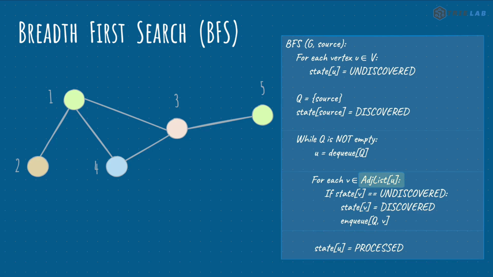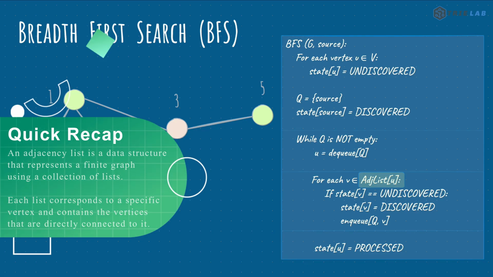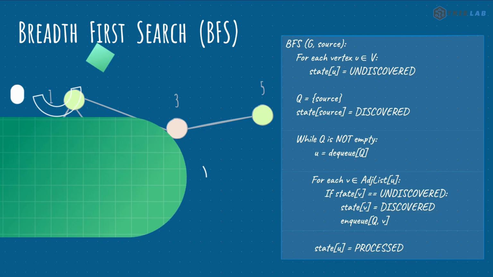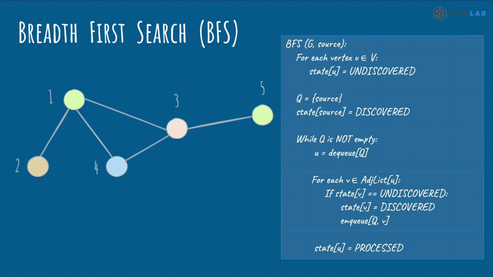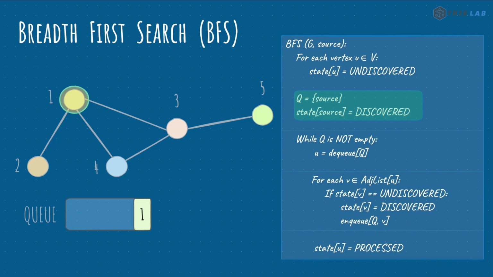We represent a graph using an adjacency list, which allows us to efficiently access all the neighboring nodes of any given vertex. Now, we discussed adjacency list in the previous video, and I would recommend checking that out to fully understand this algorithm. Now, at first, we mark the nodes in the graph as undiscovered, and then we initialize a queue with the root node or the starting node of our BFS traversal.